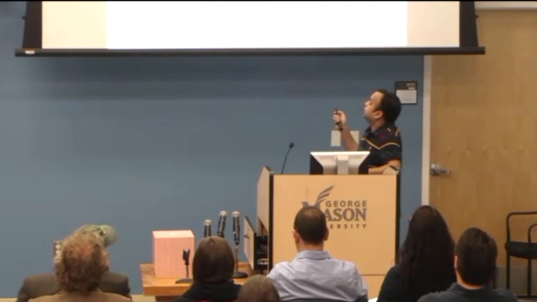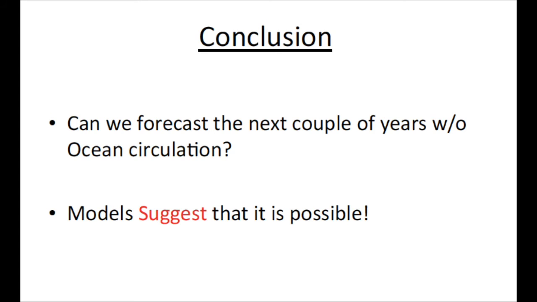And I think that model suggests that we get predictability without ocean circulation. Thank you.